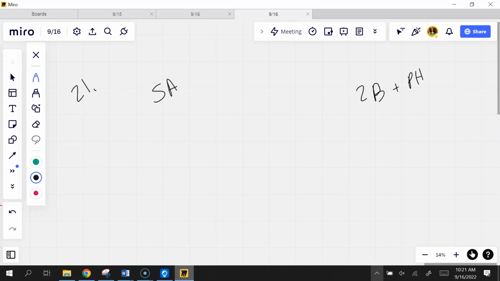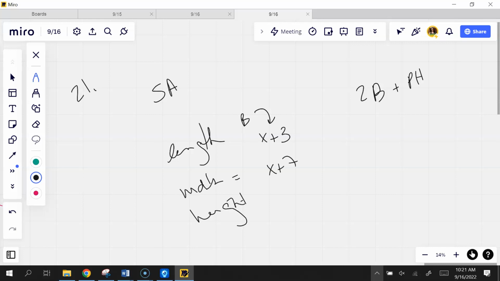Okay, so the base, this tells me here, length, which is the base of a rectangle, is x plus 3. The width, so this is the base. The width is x plus 7. The height is x minus 1. So I'm going to do 2 times for surface area. The point of this problem was being able to manipulate the polynomial. 2 times x plus 3 plus perimeter.